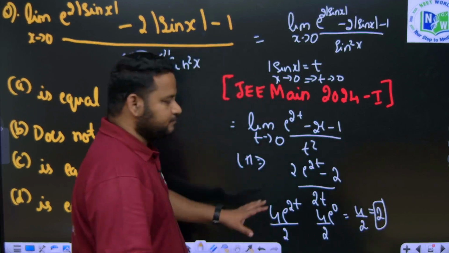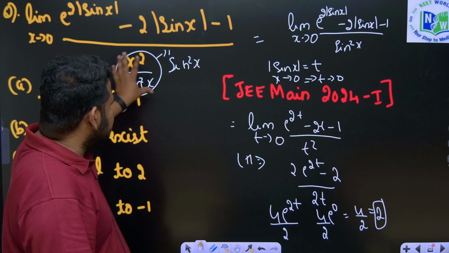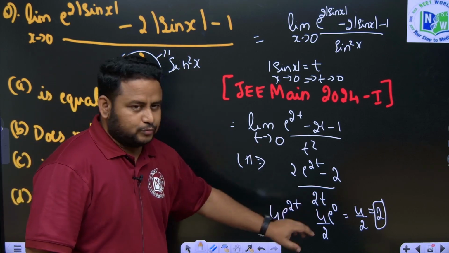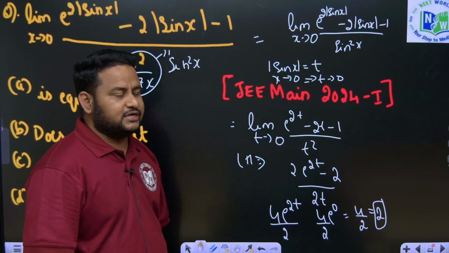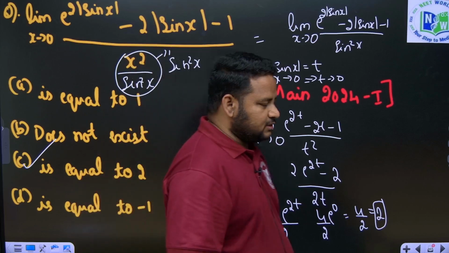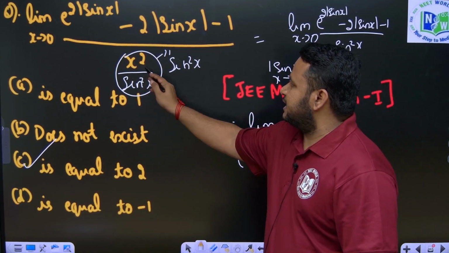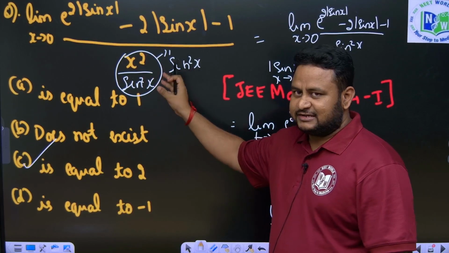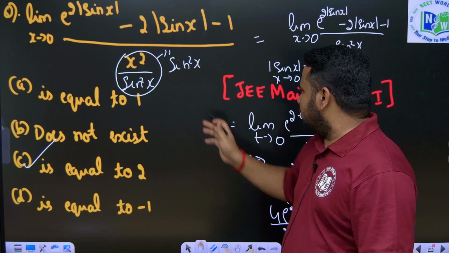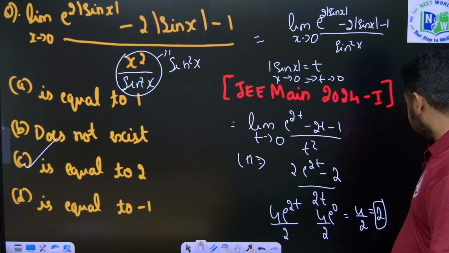Very simple question. This is how you can solve it. By manipulating the denominator a little, x² by sin²x, using trigonometric limits, and taking |sin x| equal to t, you will get the answer as 2. That is option C. I hope it is clear to you. Next, let's move to the next question, friends.